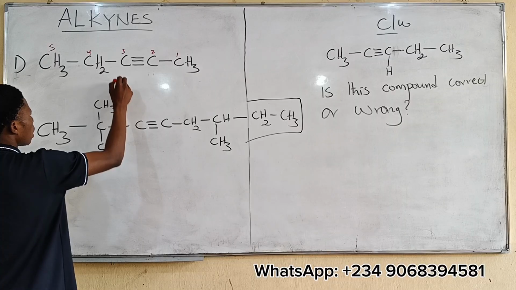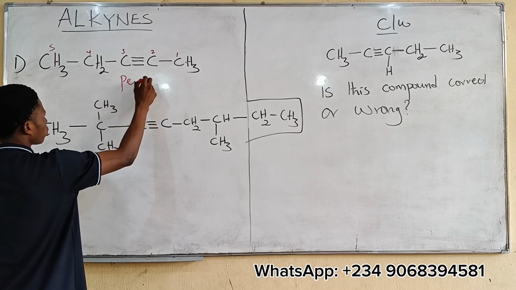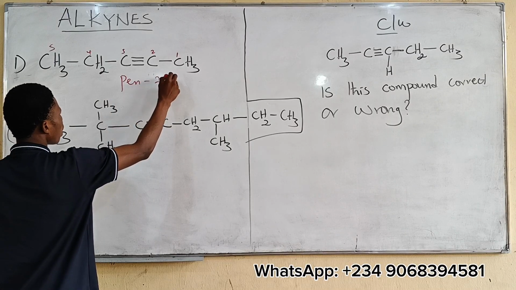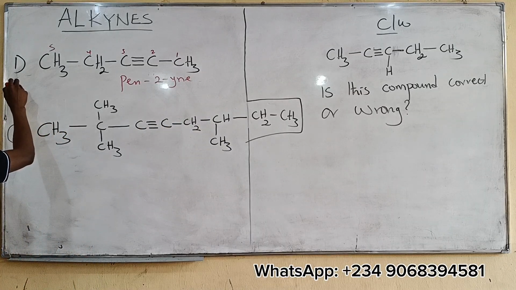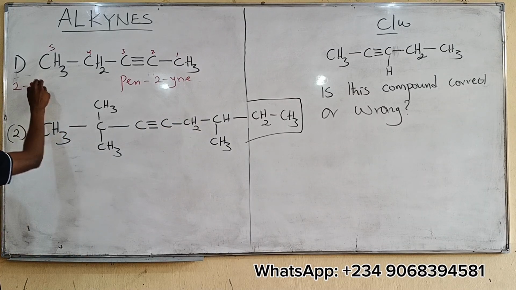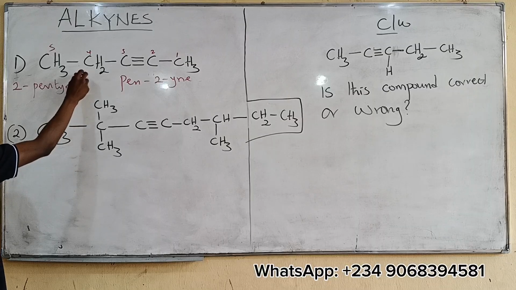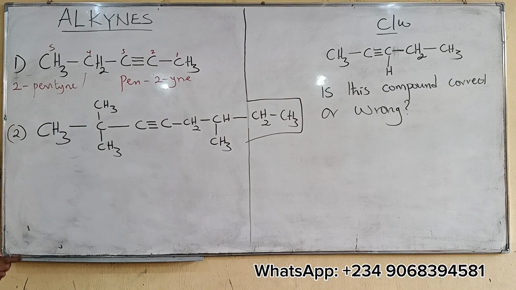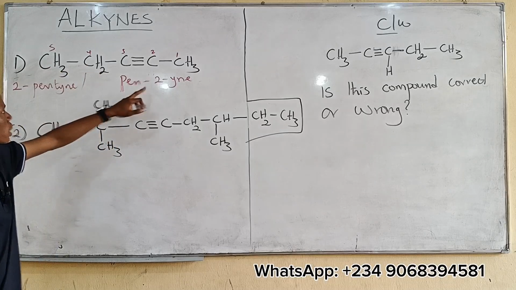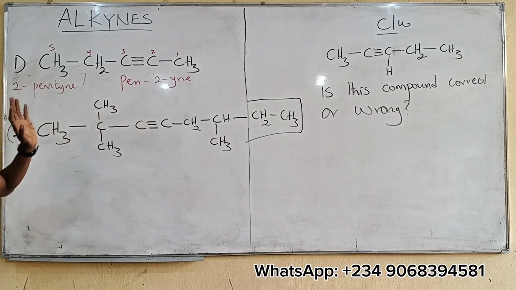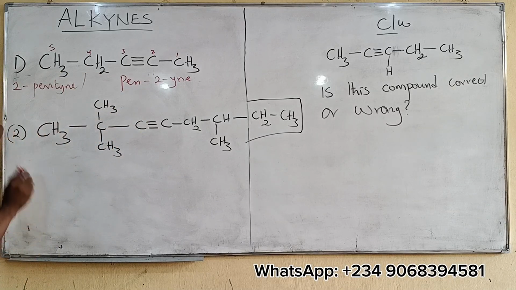So you can say pentyne, or you say 2-pentyne. Either way you say, you're correct: pentyne or 2-pentyne. But ensure that the position of the triple bond is given. All right, that's that. Now, let's look at the second one.